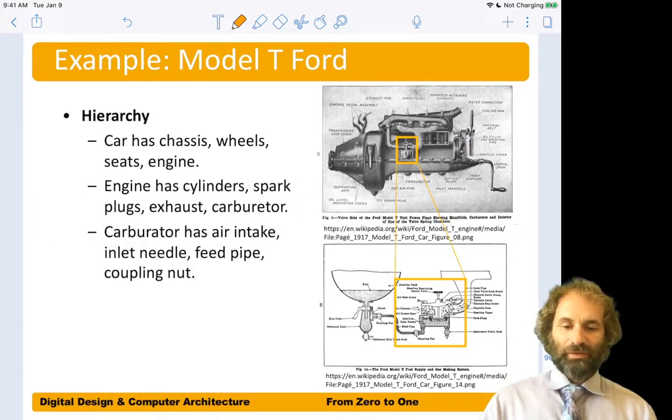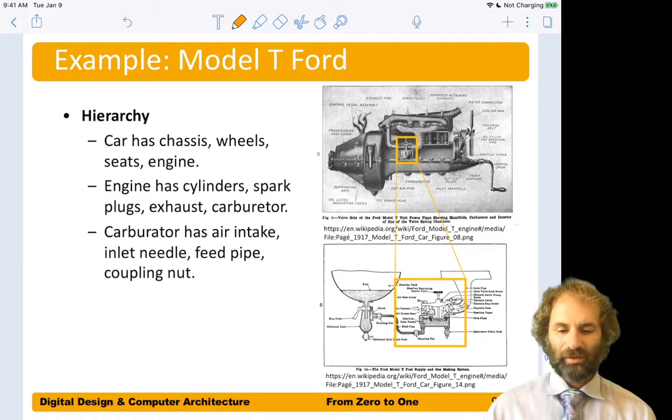Let's see how the 3 Ys apply. So we'll start with hierarchy. We can think of the car as a whole being broken down into components, such as the chassis, the wheels, the seats, and the engine. Then we can recursively look at each component. For example, the engine has cylinders, spark plugs, an exhaust system, and a carburetor. We can continue recursively, look at the carburetor. The carburetor has an air intake, an inlet needle, a feed pipe, and a coupling nut.